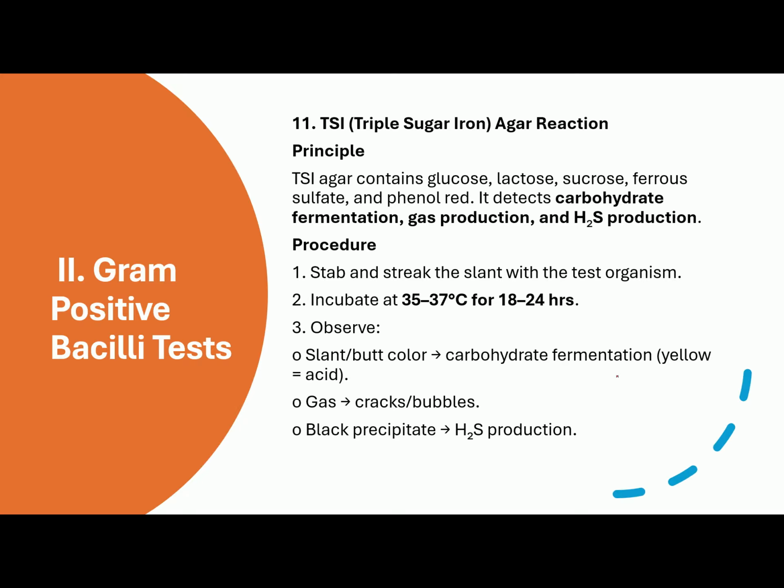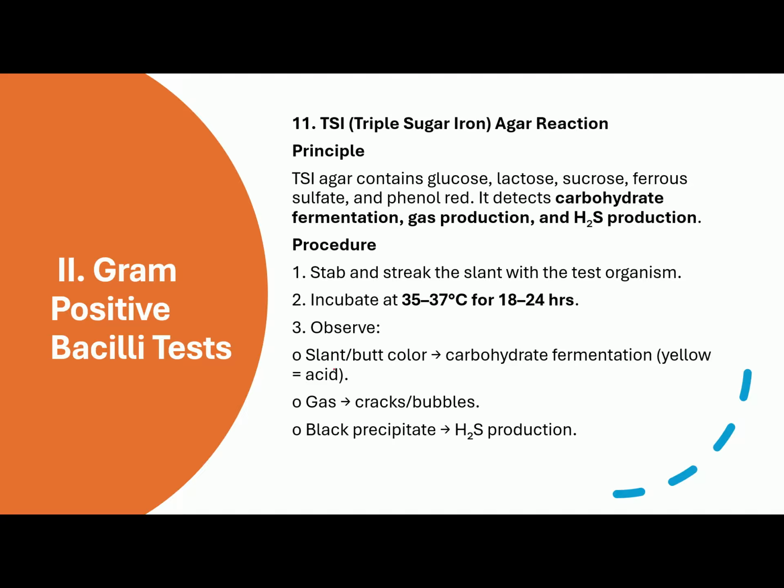Then we have your TSI. So TSI agar contains the following sugars class: the glucose, lactose, sucrose, and other substances such as your ferrous sulfate and phenol red. It detects carbohydrate fermentation, gas production, and hydrogen sulfide production. So you're going to stab and streak the slant with the test organism. Incubate at 35 to 37 degrees for 18 to 24 hours.